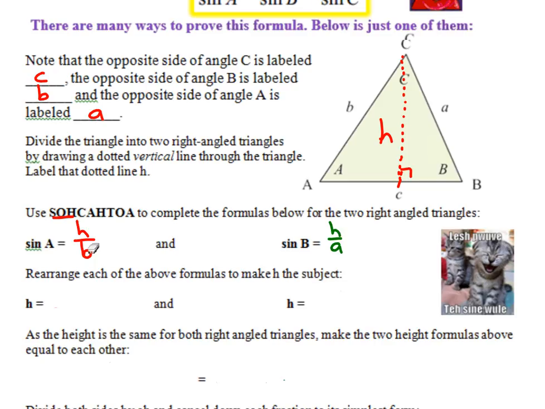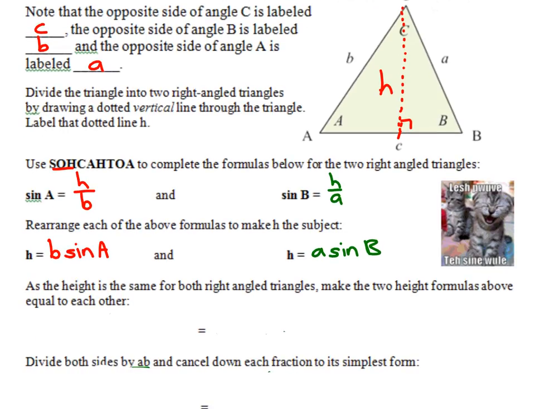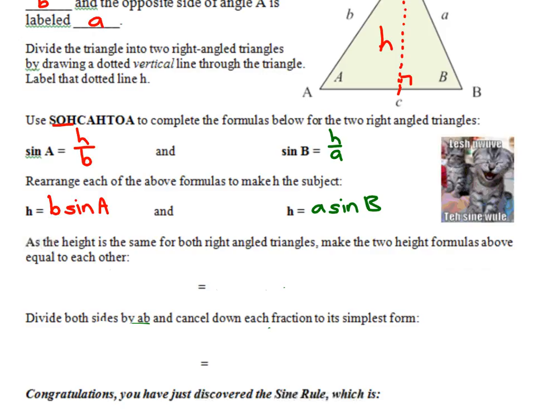Next, you're asked to rearrange these two equations to make H the subject. To make H the subject here, we multiply both sides by b, ending up with H equals b sine A. In this case, to get H by itself, we multiply both sides by a. Multiplying both sides by a makes the a cancel out here and makes an a appear here. So I've got two formulas, b sine A and a sine B.